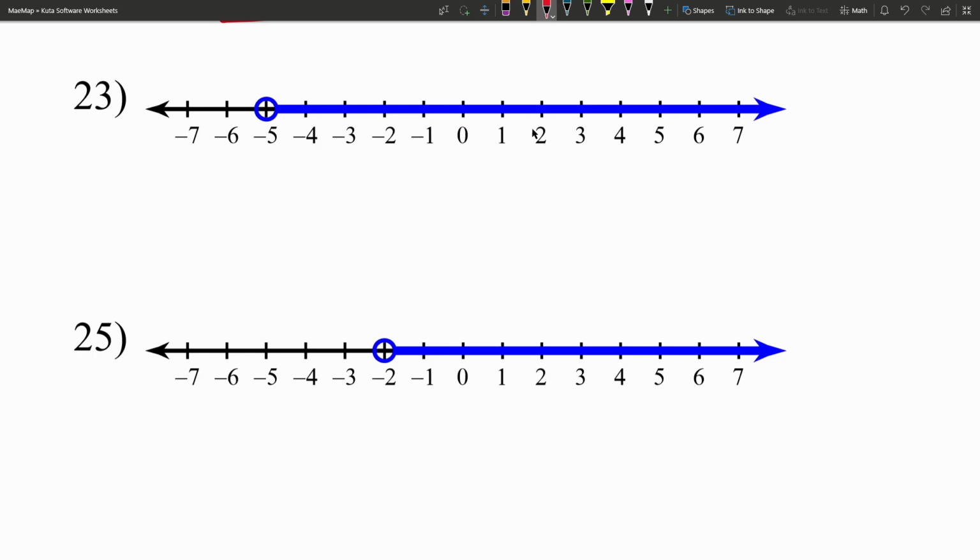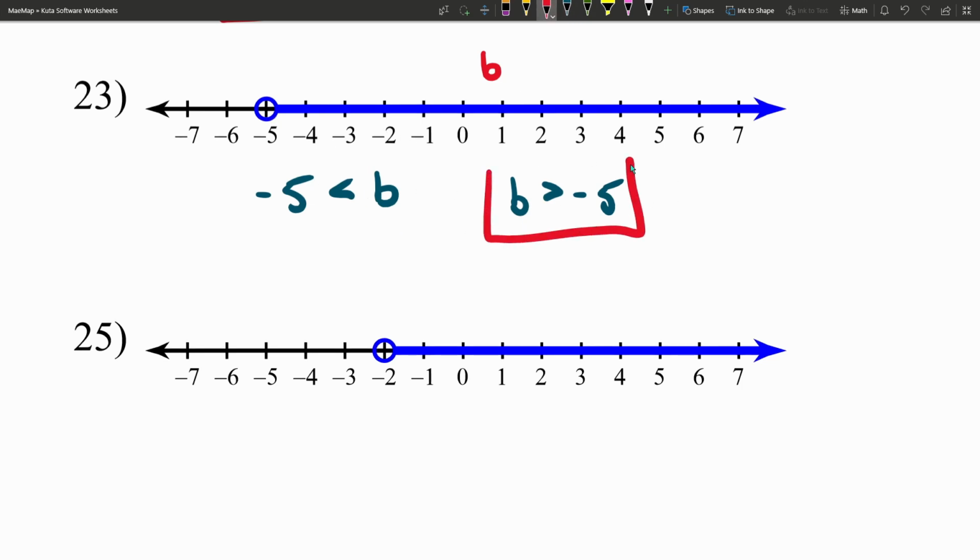In number 23, let's make our variable b. In this case, we see that negative 5 is smaller than all of our b values because negative 5 is to the left of our shaded region. We're shading to the right. So we can say that negative 5 is less than all of our b values, and it's not a less than or equal to because that circle is open. We're leaving it as a less than. Or writing this the other way, we can say that b is greater than negative 5. b represents all those values to the right, all those values that are larger than negative 5.